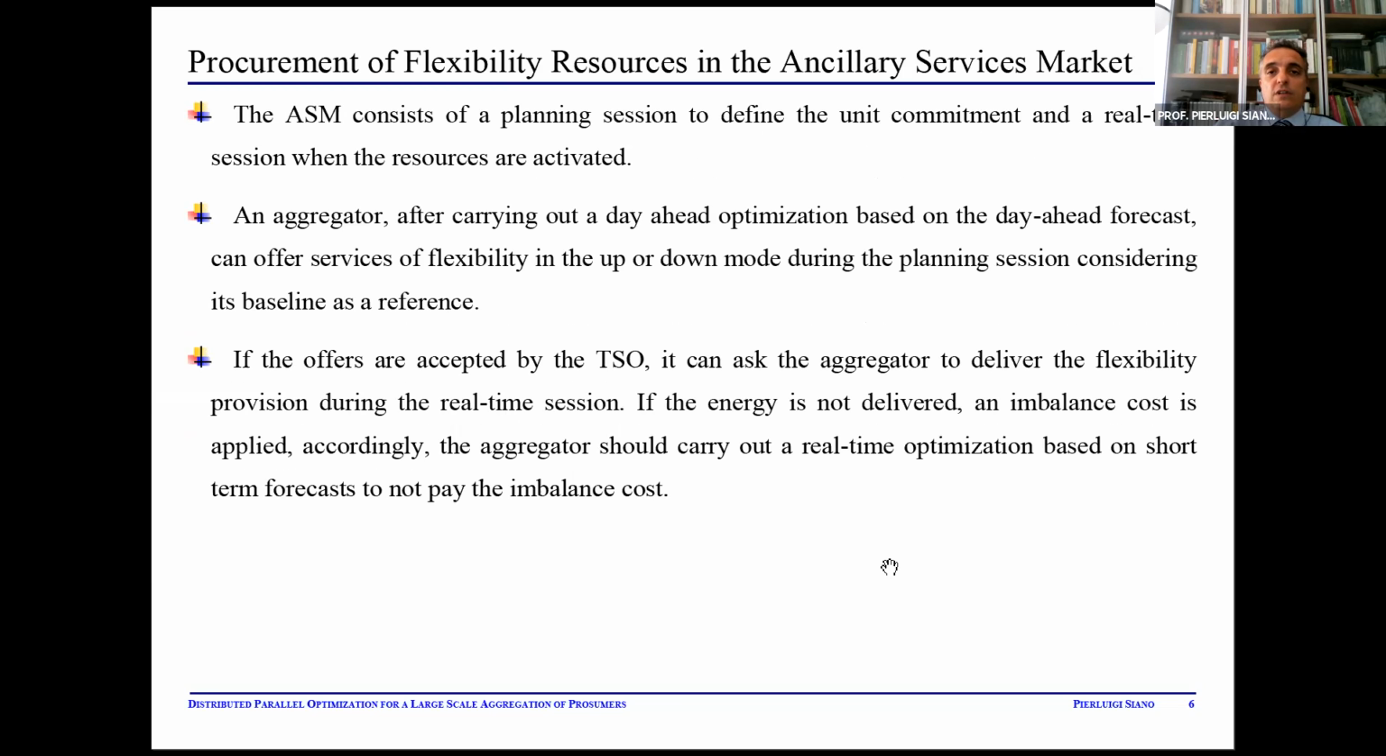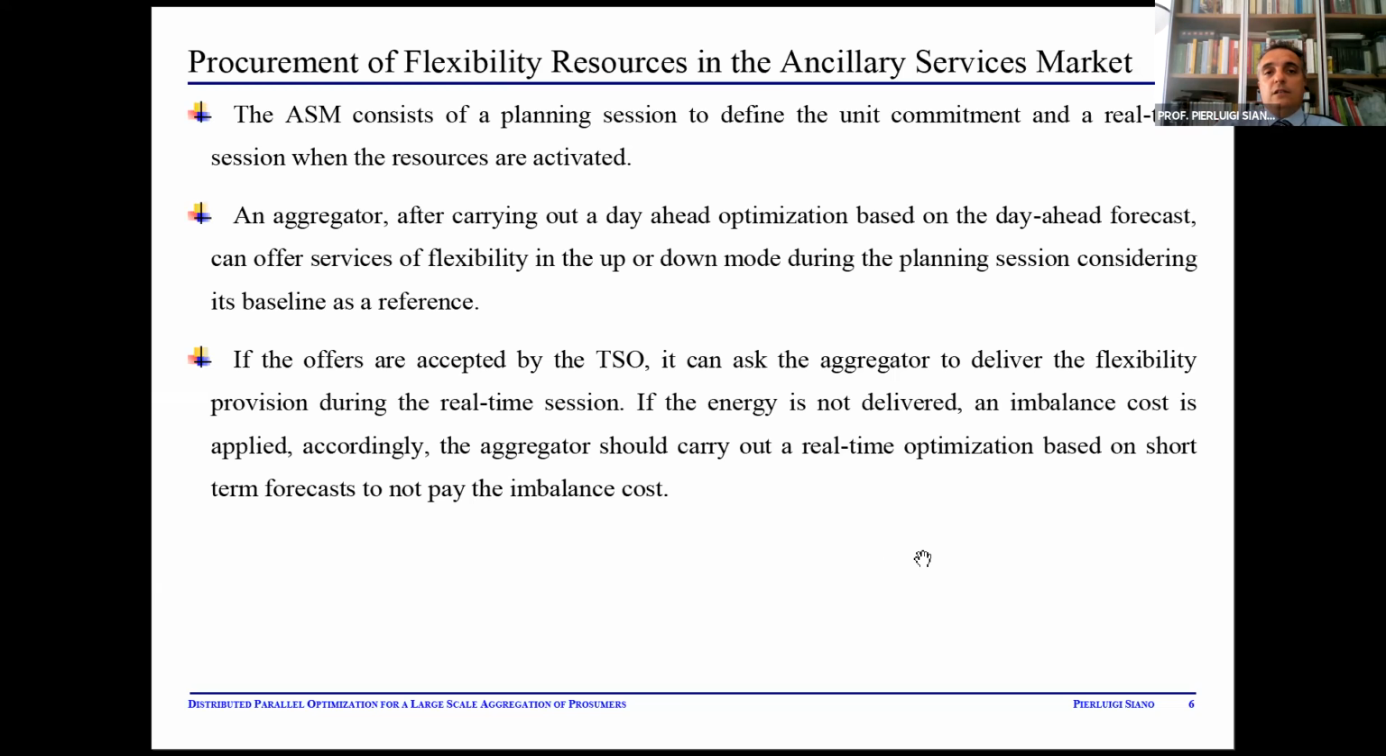the activation of flexibility resources, considering the Italian ancillary services market, where we have a pay-as-bid mechanism and a settlement period of 15 minutes, where, for example, an aggregator, after carrying out a day-ahead optimization based on day-ahead forecast, can offer services of flexibility both in the up or down mode during the planning session, considering its baseline as a reference.